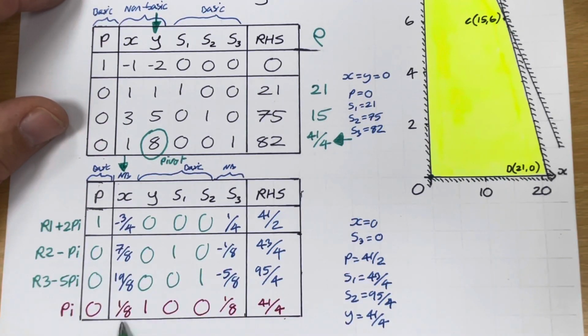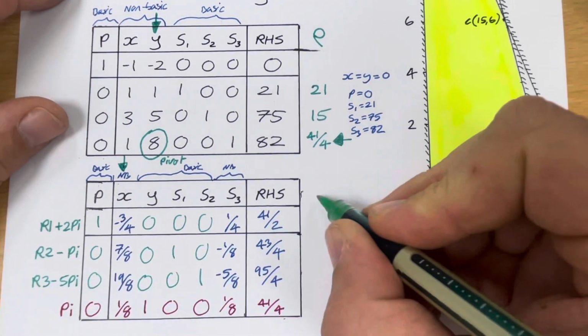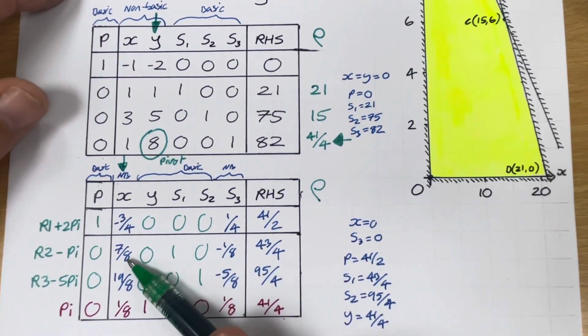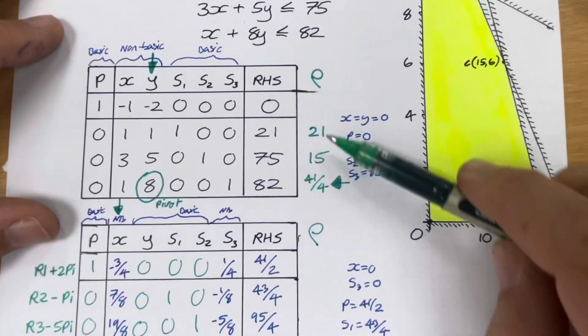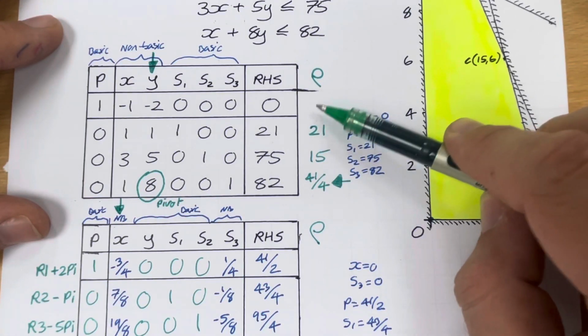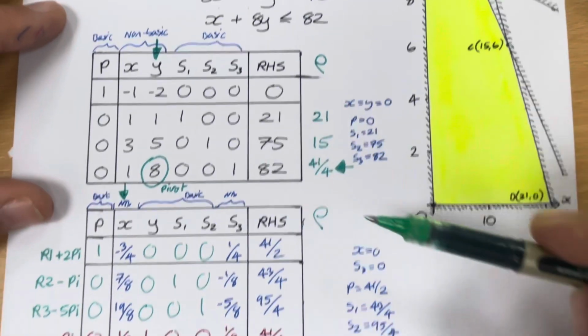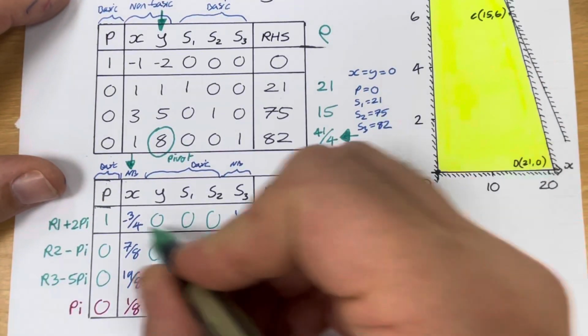my pivot column. Once I've chosen my pivot column, I need to conduct a ratio test, which is the right-hand side divided by the pivot column entry. What I didn't mention earlier was you don't conduct a ratio test on the objective. You never pivot on the objective row. It's always the constraints. So we can ignore the top one.